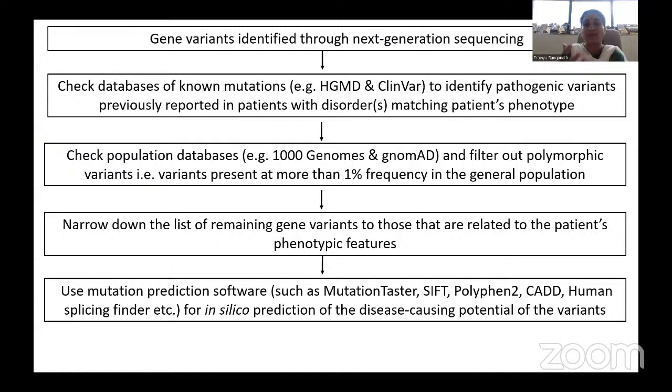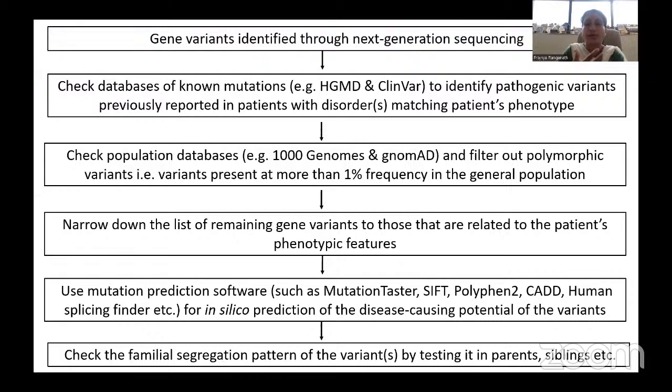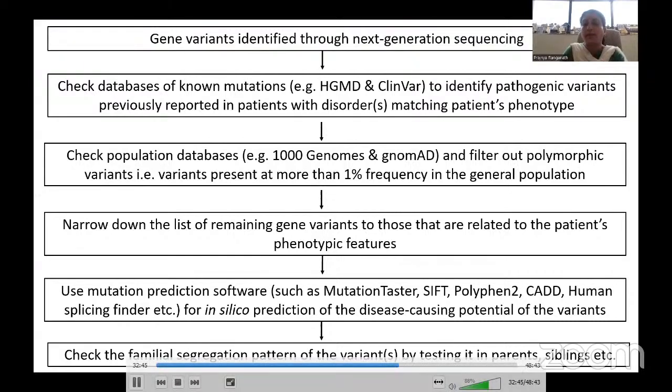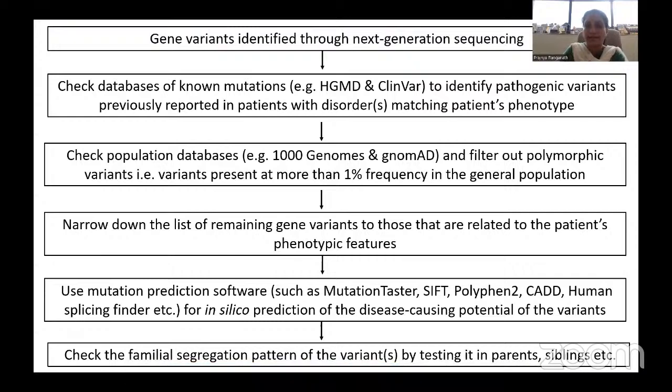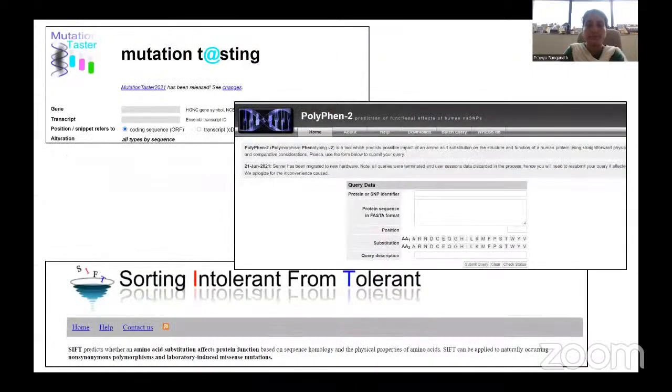And then after you have identified all these potential variants, you can look at the in silico predictions. So we have something called mutation prediction software, wherein you can put in the variant and you can get some results as to whether the variant is likely to be disease causing, likely to be benign, and so on. And finally, you would also get further evidence by checking the familial segregation pattern of the variant by testing it in the parents, the siblings, and so on. So these are some of the mutation prediction software used for in silico analysis: MutationTaster, PolyPhen-2, and SIFT.